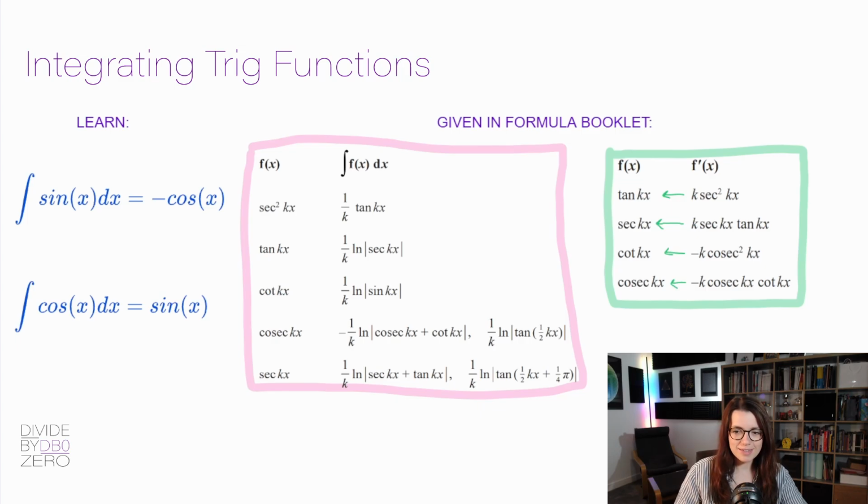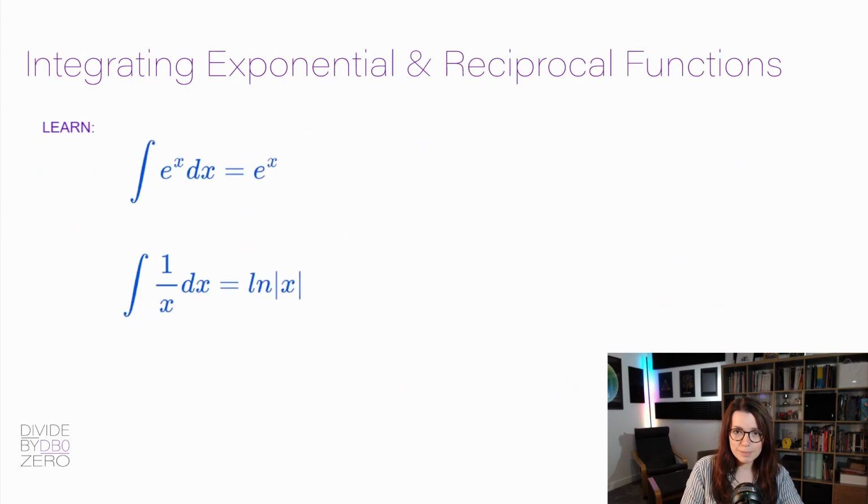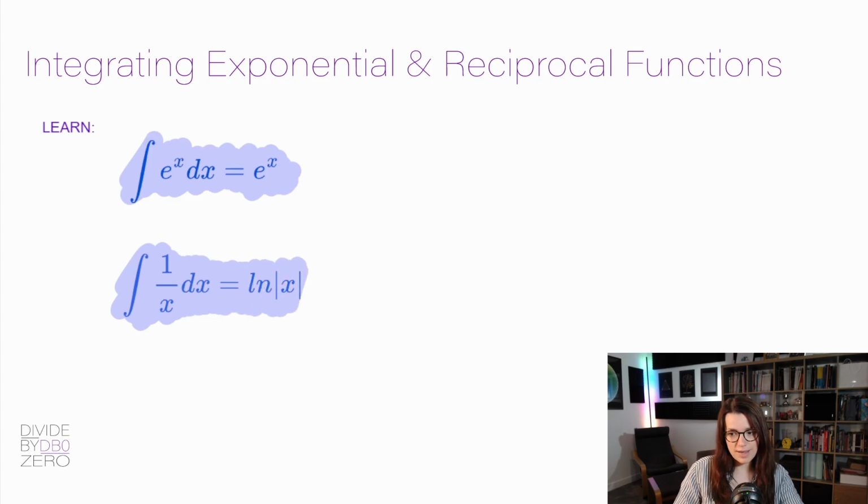All the ones that you need to learn, hopefully you'll recognize these rules from differentiation as well, working backwards. But the integral of sine x is minus cos x, and the integral of cos x is just sine x. The rules for exponentials and reciprocals we need to learn. When you integrate e to the x, it just stays the same, e to the x. Same for when you differentiate it. And then the integral of 1 over x, or the reciprocal of x, is ln x, and x is inside the modulus symbol there.